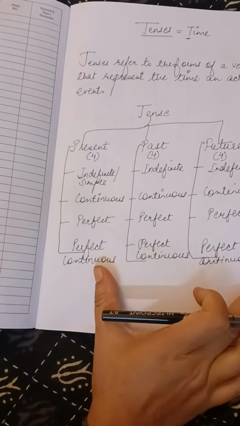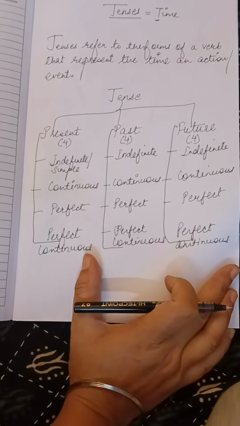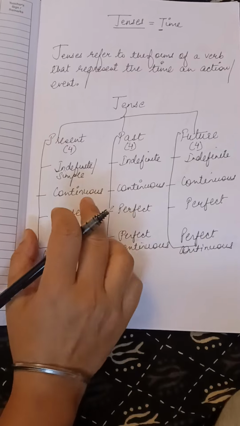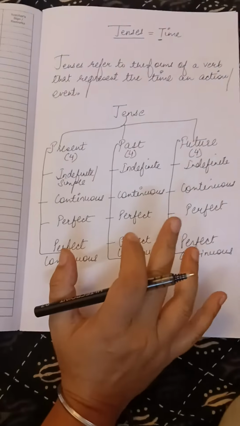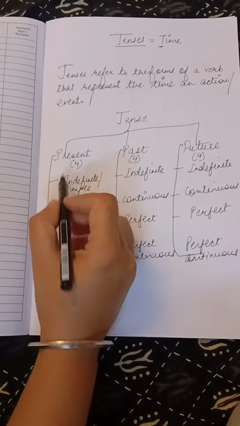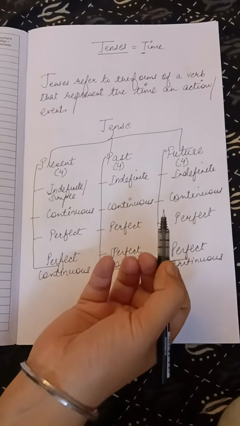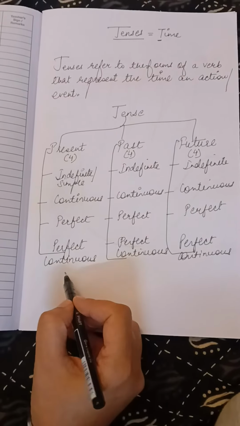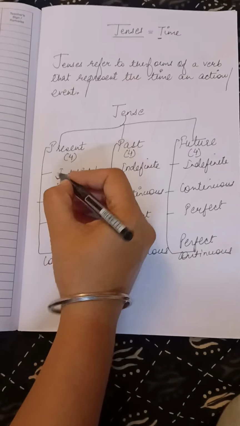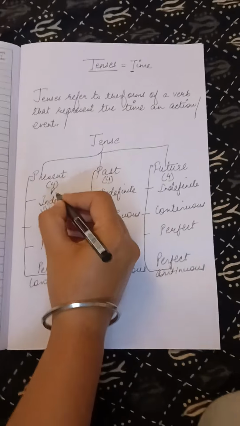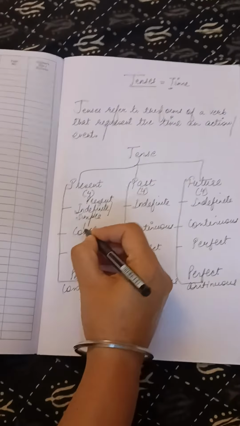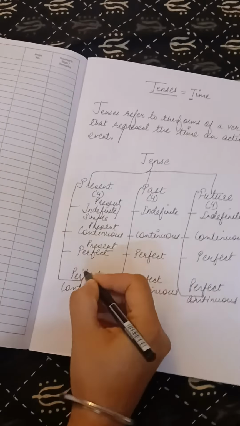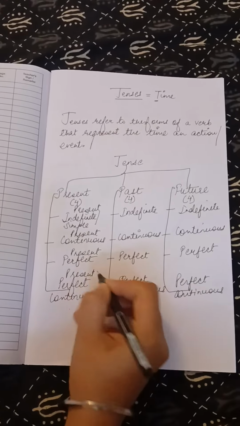Now there was so much confusion with all the 12 sons. Which son belongs to whom? So now, in order to remove the confusion, they decided to keep the name of the father before the name of the son. For example, these four sons belong to present tense. So we will keep the name of the father before the name of each son. So it becomes present indefinite, present continuous, present perfect, and present perfect continuous.